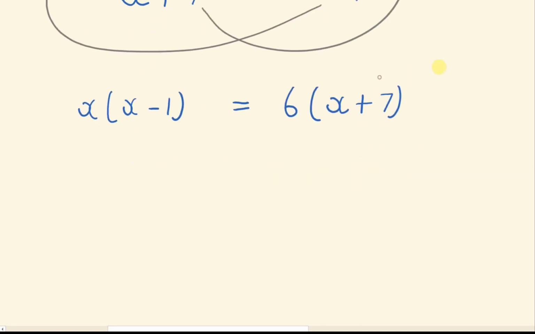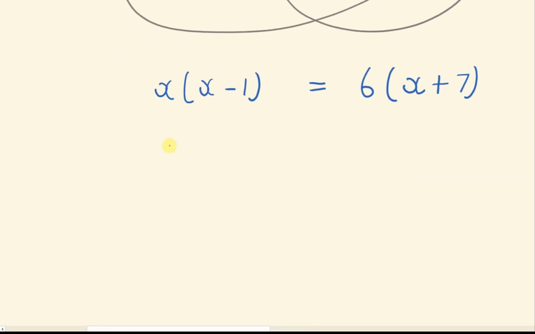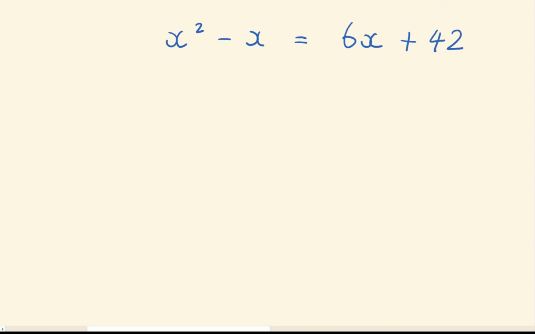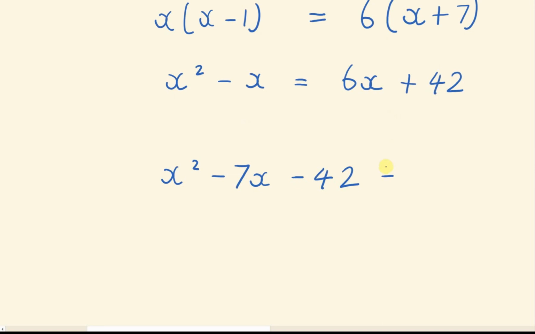Okay, then just as before, we're going to expand everything out. So we now have x squared minus x equals 6x plus 42. We have a quadratic. We solve quadratics by making them equal to 0. So now we have x squared minus 7x minus 42 equals to 0.